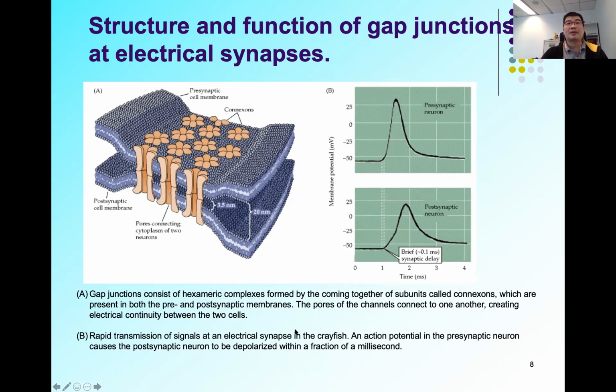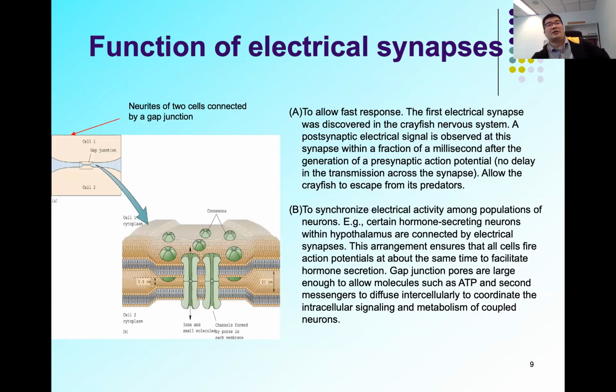Now, the advantage of the electrical synapse, as you can see, is that the gap junction is very, very narrow, around 3.5 nanometers. That has to be the case, because otherwise it would not be enough to transmit the signal to the other end.